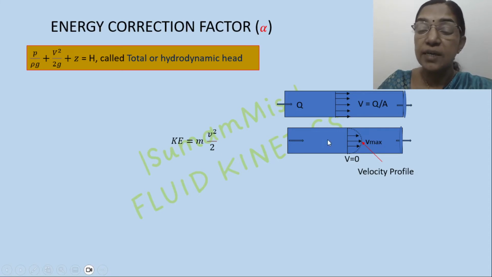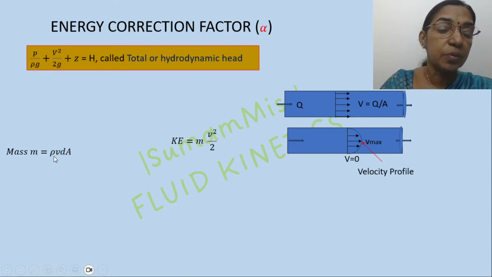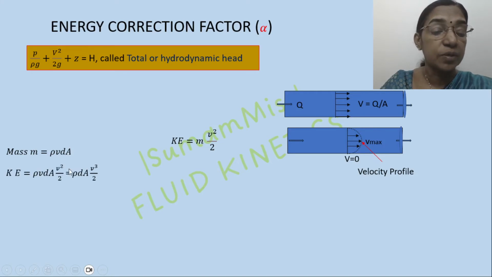Suppose rho is the density of the fluid. Then the mass of the fluid passing through this area dA per unit time is equal to rho into V into dA, or rho into dQ, and the kinetic energy is equal to rho into V into dA into V square by 2. So it is mass into V square by 2, which can be written as rho into dA into V cube by 2.